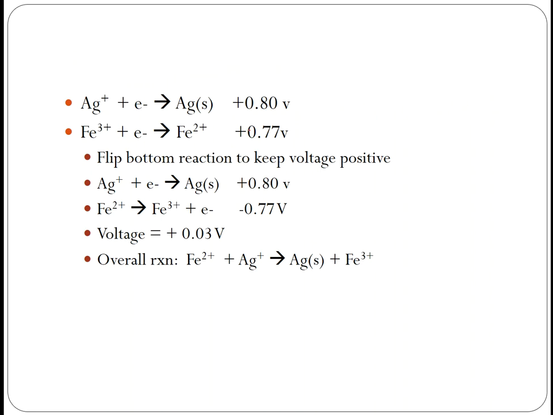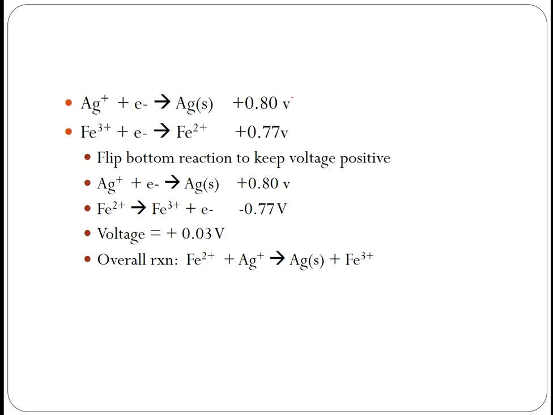So if we look on our table of reduction potentials, I see this one, positive 0.80. I see this at positive 0.77. Again, I know that these two things cannot both be reductions. One of them has to be flipped. I have to have an oxidation and a reduction. I furthermore know that I want to keep the voltage positive, because only a positive voltage means a spontaneous reaction and a galvanic cell that will actually function.